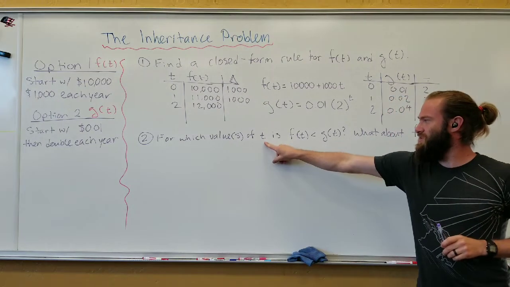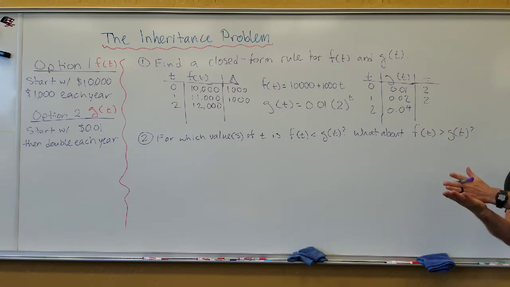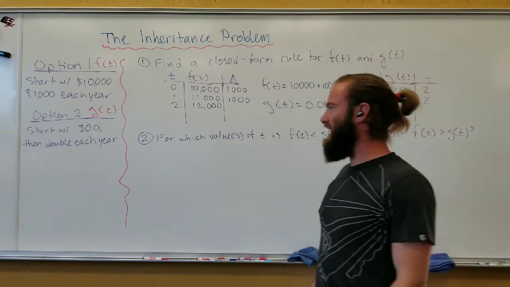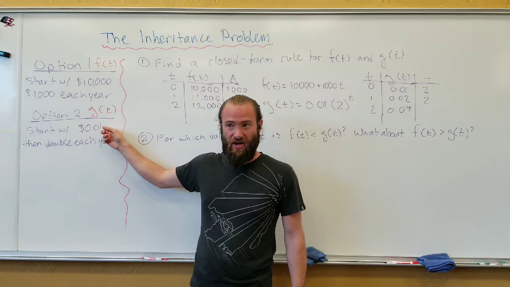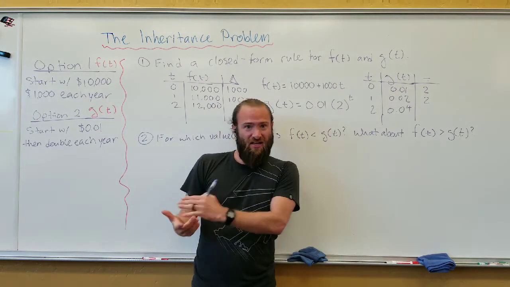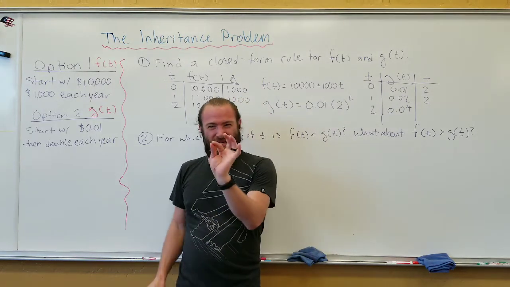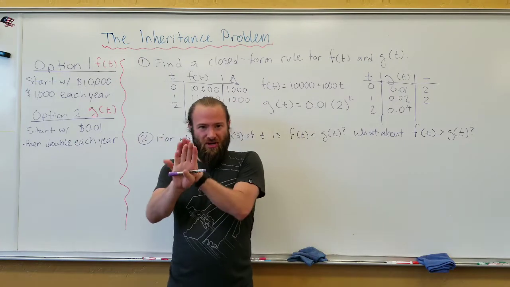For which values of t is f of t less than or greater than g of t? Okay, and what we're really asking here is, which option is the better choice? And in which year does one surpass the other? And I think we can kind of answer that a little bit over here because we can see that g of t starts out obviously less, right? So we know starting at year 0 right now, g of t is less until when? That's the key.